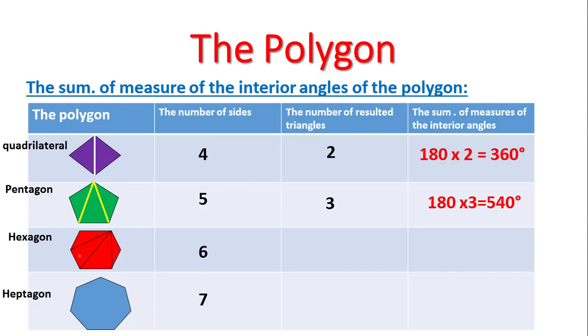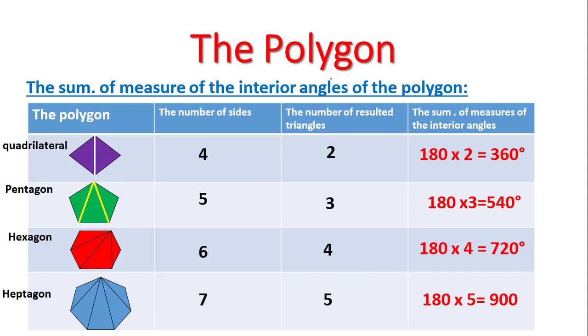We have 1, 2, 3, 4. Okay, we have 4 triangles here. So 4 times 180 equals 720. What about heptagon? By the same way, I'll choose a vertex and draw lines from this vertex. Now I have 1, 2, 3, 4, 5 triangles. So I multiply by 5. 180 times 5 equals 900.